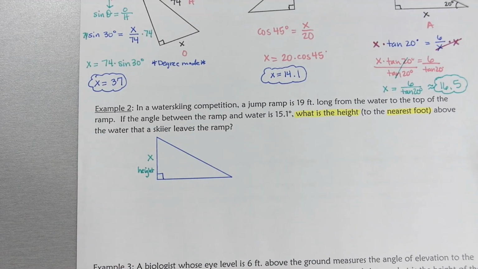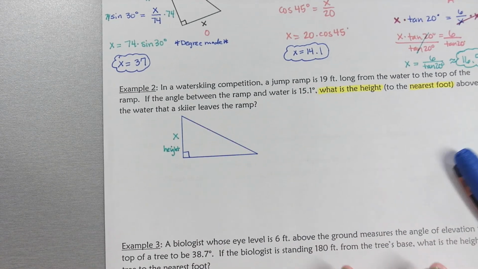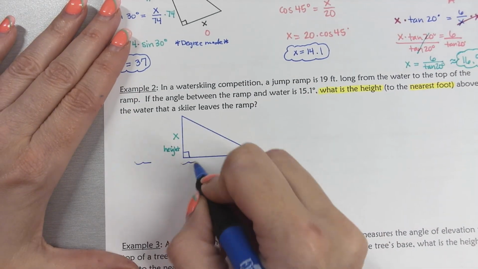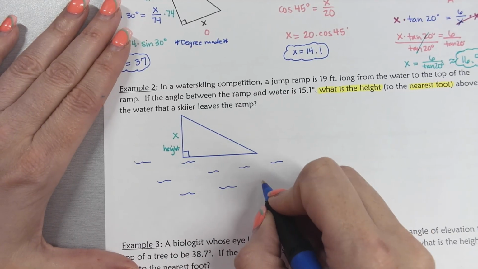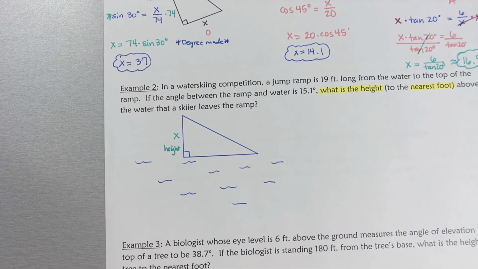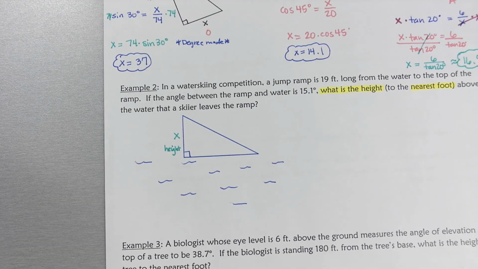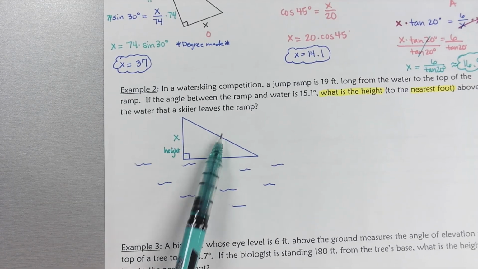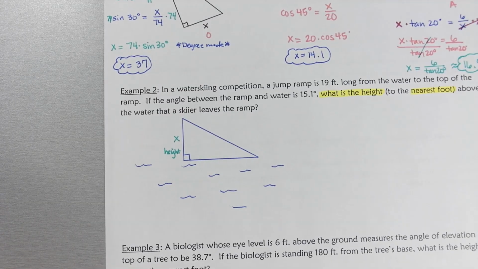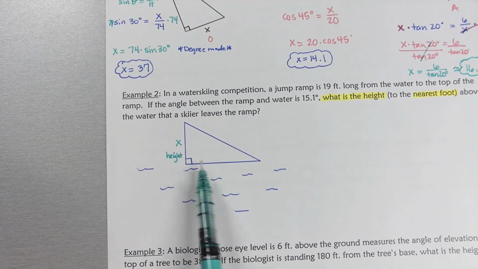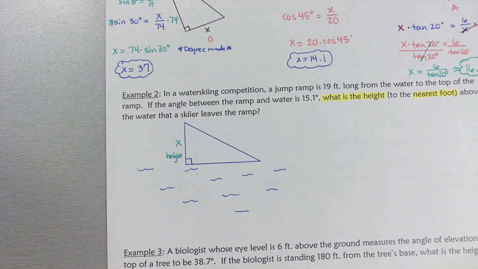Okay, so a jump ramp is 19 foot long. So if a person is water skiing, my ramp's in the water. This is a very steep and large ramp, okay? If I have a water skier that's going up the ramp, which side are they going up? The hypotenuse or the base? The hypotenuse, right? They're not going to go here. That's the bottom of it.